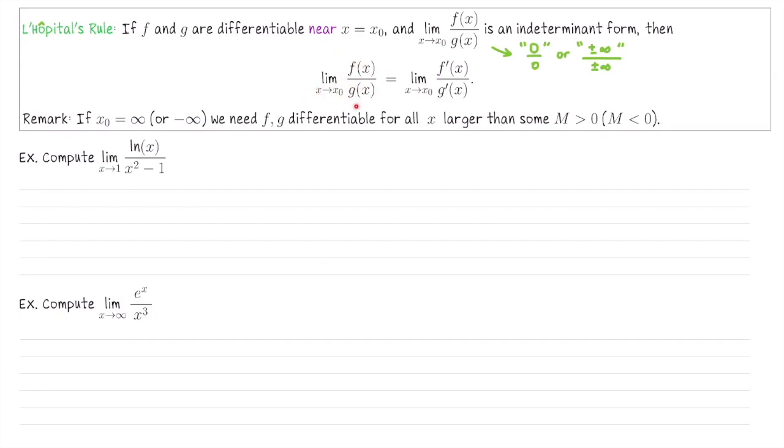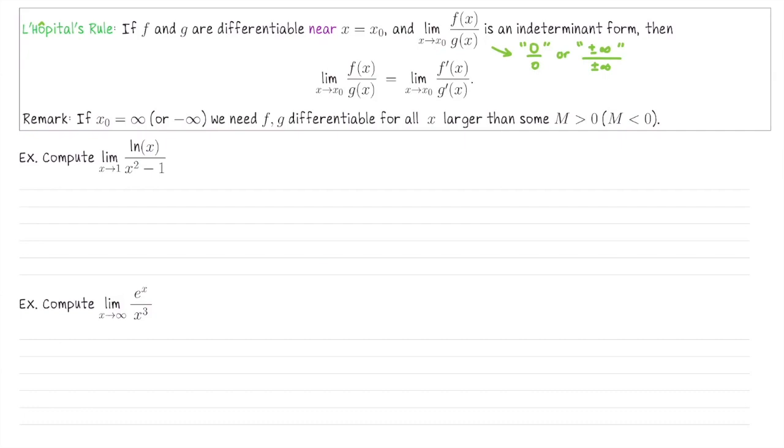If you have that kind of indeterminate form, then the limit as x approaches x naught of f over g is equal to the limit as x approaches x naught of f prime of x divided by g prime of x. And what is often the case with L'Hopital's rule is that once we compute these derivatives, something simplifies and we're able to actually evaluate the limit.